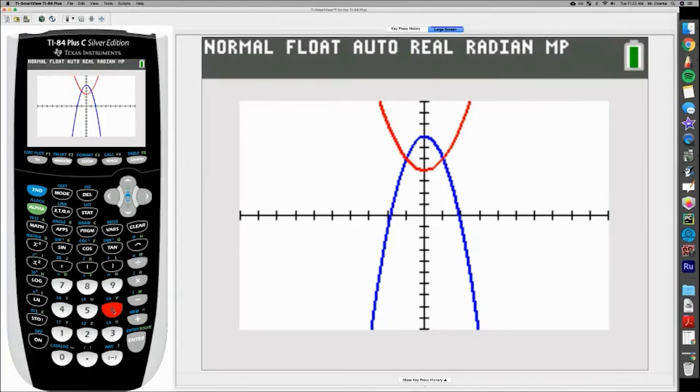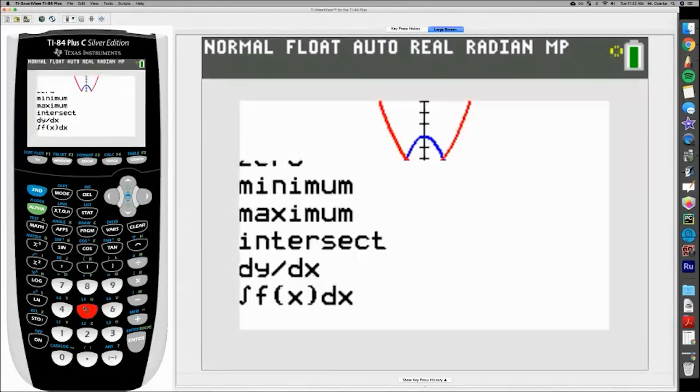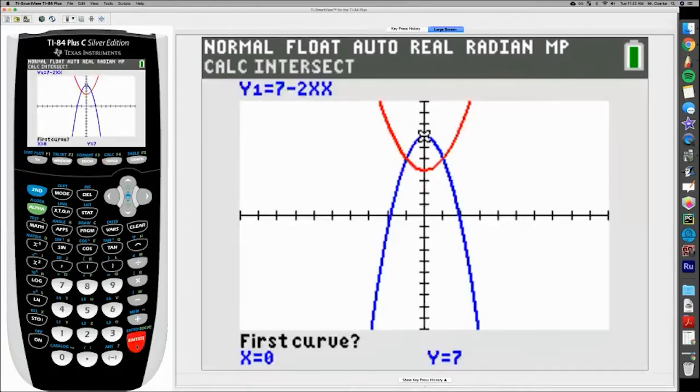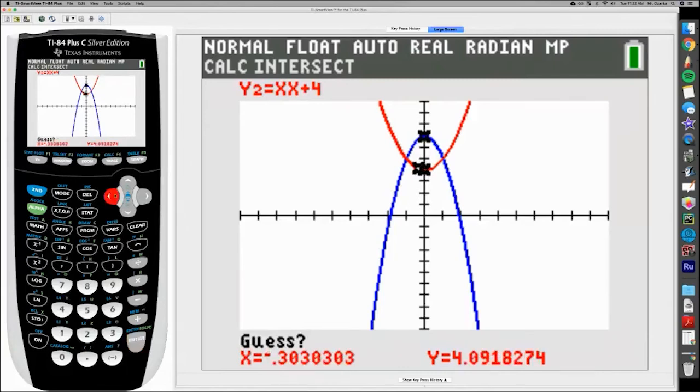Okay. And to figure out the intersect, you're going to use second calc 5. So second calc 5. Okay, enter. Now I want the one on the left. I always start on the left. You can start with whichever one you want. Hit enter. I think it's just going to be -1. That's -1. Okay, now you can see it's symmetrical.